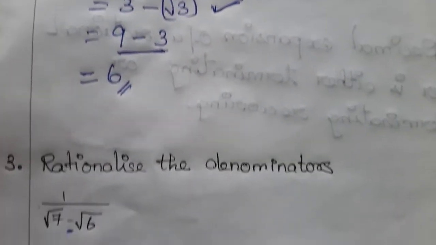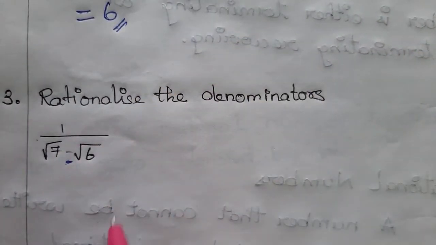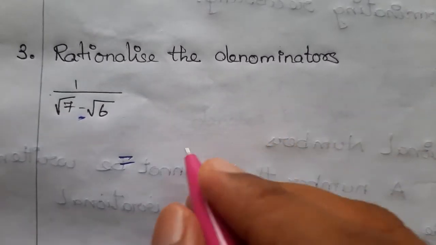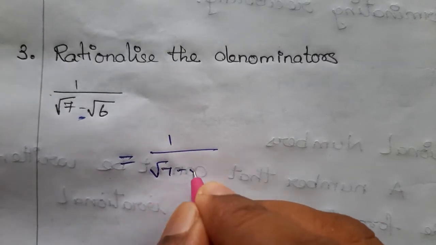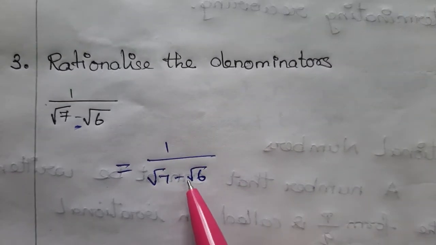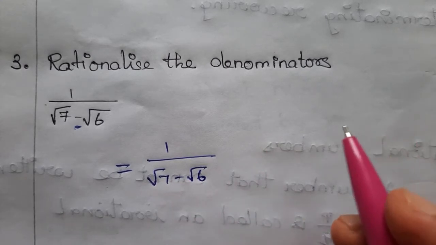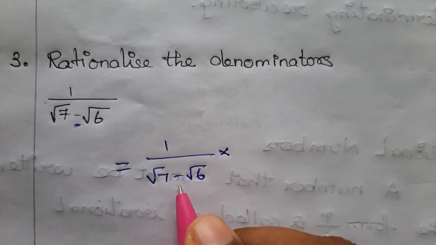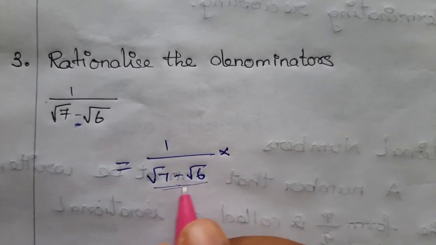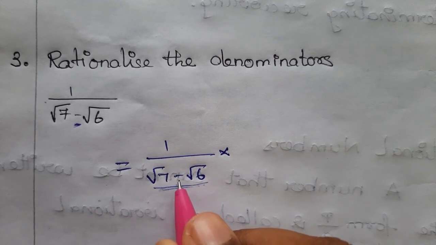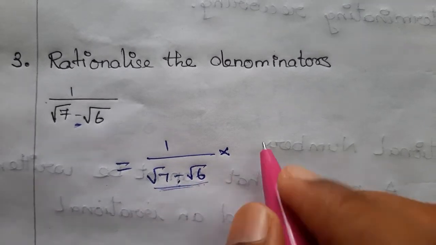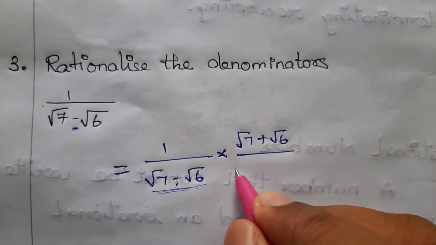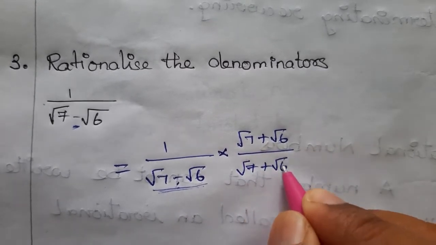Okay, so here you go for the sum. Here the question is given in a subtraction. So we are going to write the equivalent fraction, 1 by square root of 7 minus square root of 6. So it's in a subtraction, right? If we have an addition of the same group, we can convert, right? So we are going to multiply by the same thing, but instead of this subtraction, we do the addition: square root of 7 plus square root of 6 divided by square root of 7 plus square root of 6.